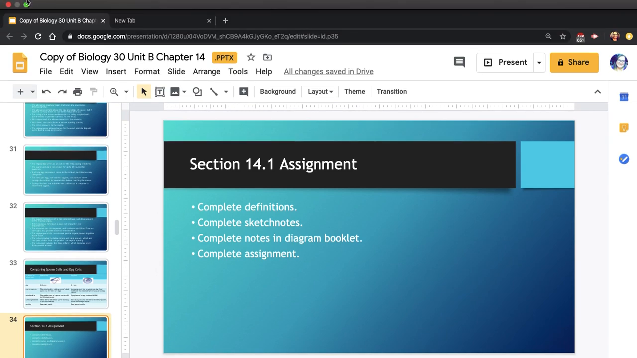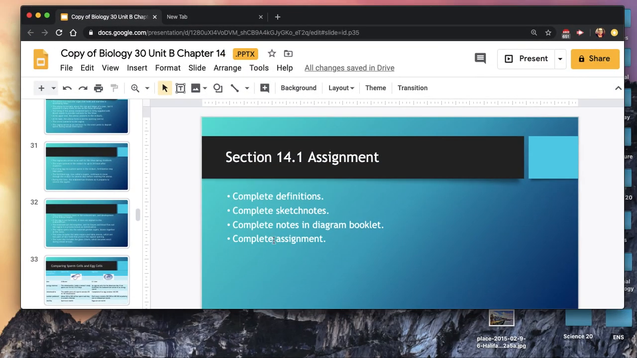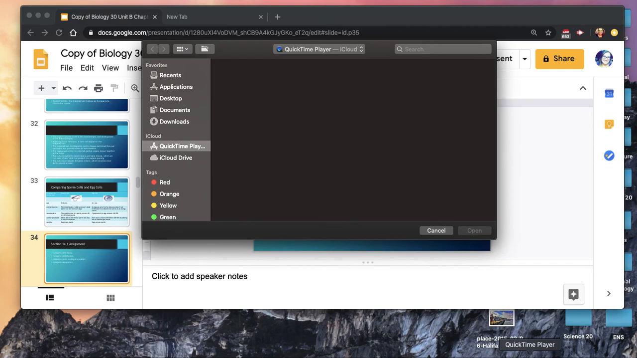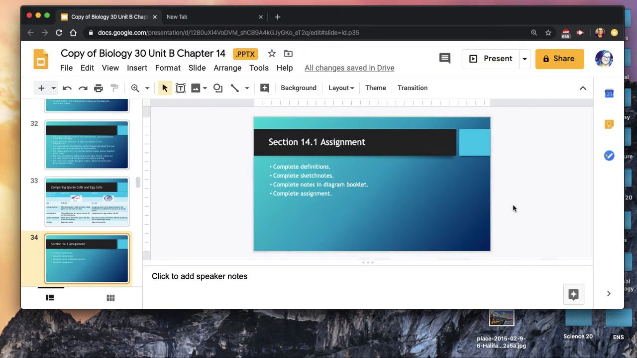That is quite a bit, I realize. But that is all of the anatomy of the reproductive system.